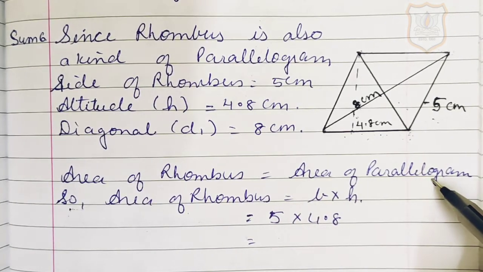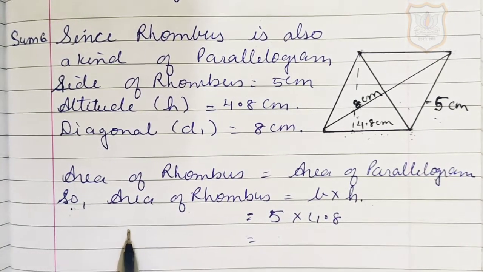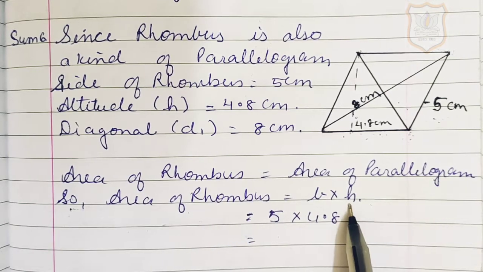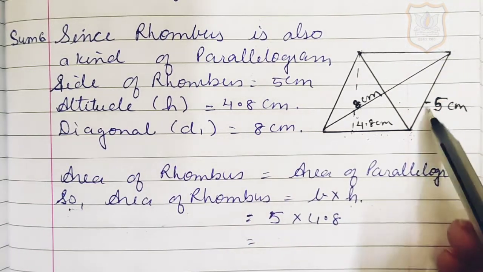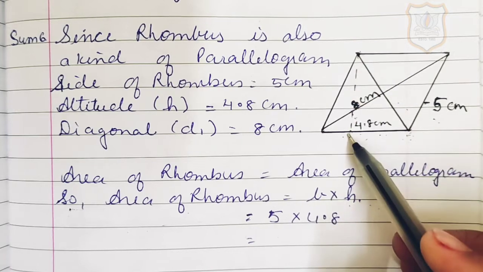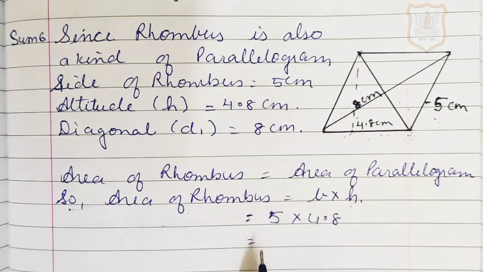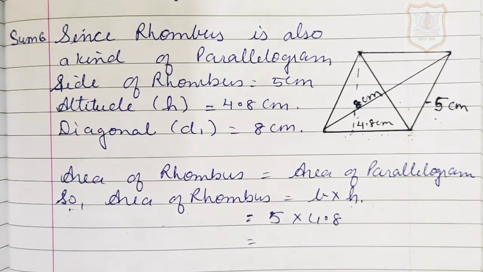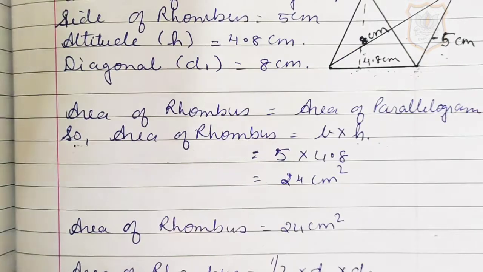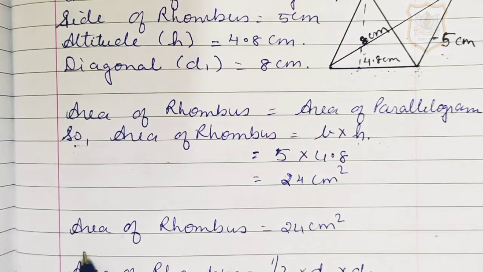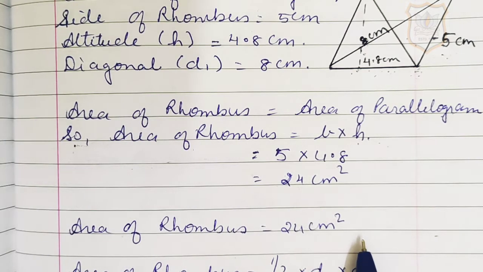So area of parallelogram is B into H. So area of rhombus is equals to base into height, where base is 5 cm and height is 4.8 cm. So here we will write 5 multiplied by 4.8. So we will get 24 cm square. Therefore area of rhombus will be 24 cm square.